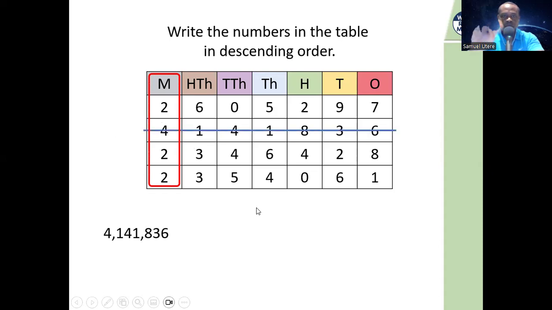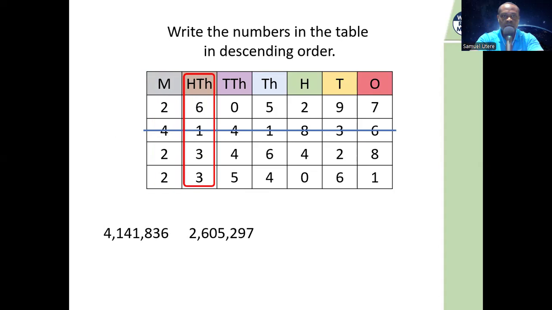So we can cross that out so we do not compare it with the others. So we can save time. Now, when we look at this column, we see that this number has 6 in the 100,000 column. So this number is the next one. We can cross that out.